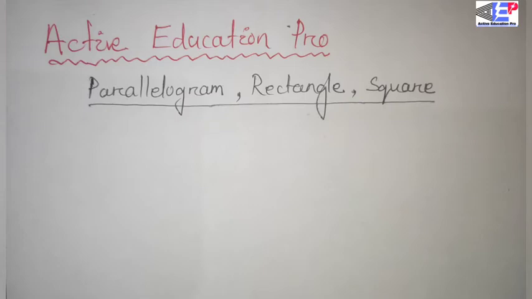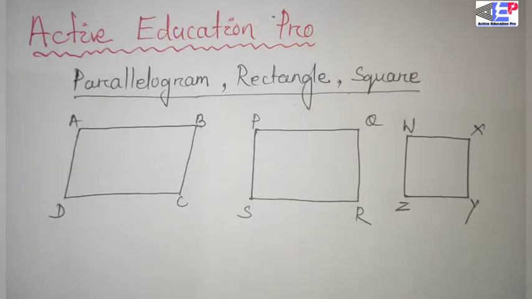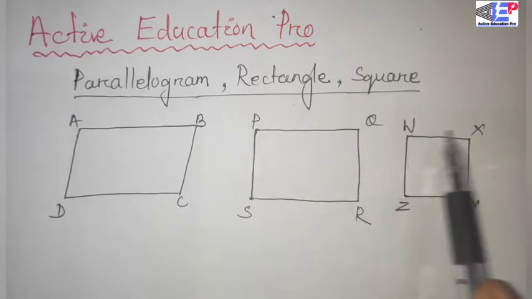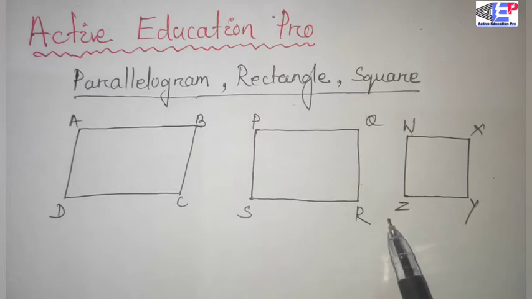So let's start. To find the similarities between these three quadrilaterals, we first have to draw a picture of the three types of quadrilateral: parallelogram, rectangle, and square. So let's draw. These are the three quadrilaterals: ABCD a parallelogram, PQRS a rectangle, and WXYZ a square.